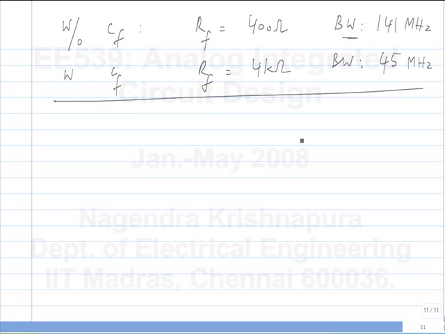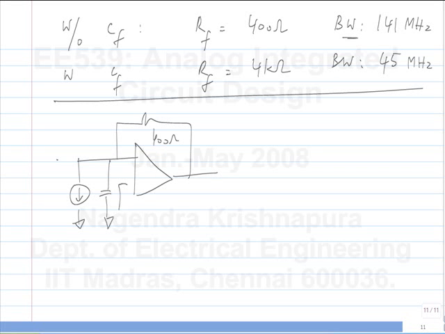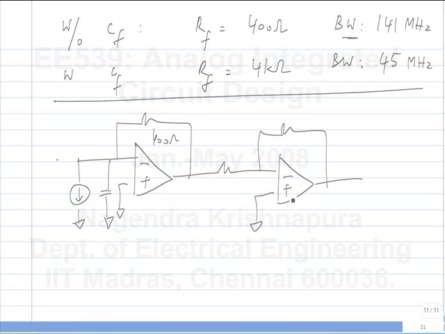Now some alternative solutions were also given. One of them was to use 400 ohms here. This gives you no peaking and then follow it with a gain of 10 amplifier. Is there any issue with this? What are the problems with this, if there are any? So one is, of course, it's more expensive because you're using 2 op-amps in place of 1. But the bandwidth also goes down.